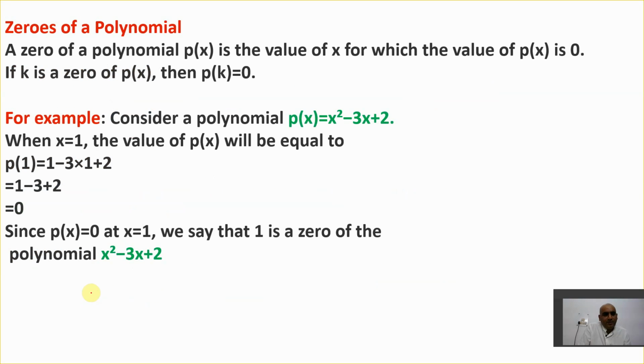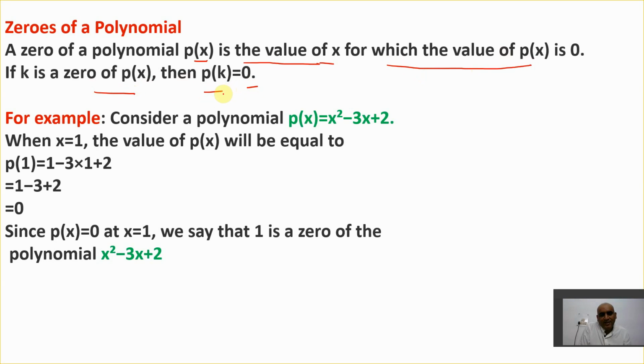Now, the next very important concept is called zeros of a polynomial. What do you mean by a zero of a polynomial? Let's read the definition here. Zero of a polynomial p(x) is the value of x for which the value of p(x) becomes 0. If k is a zero of p(x), then p(k) is equal to 0.